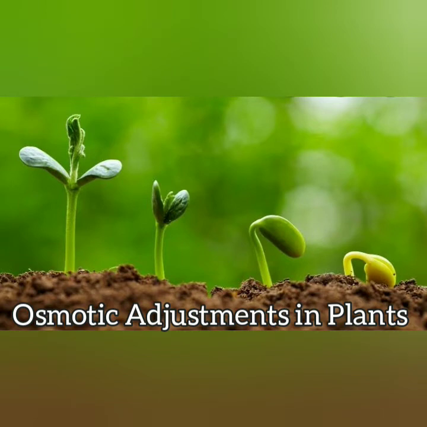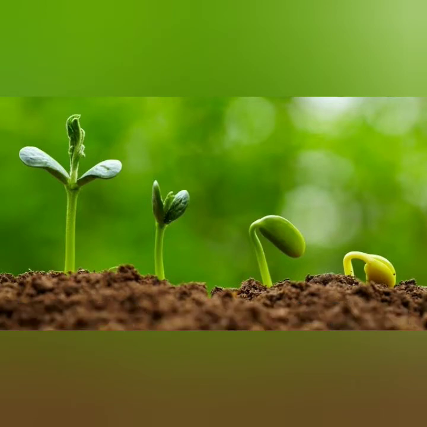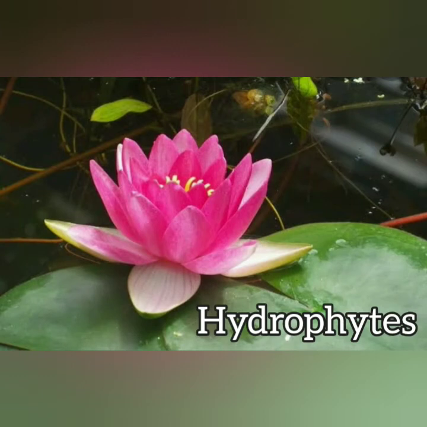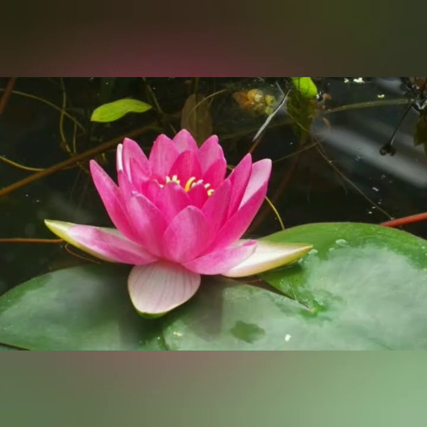On the basis of the available amount of water and salts, plants are divided into three groups: hydrophytes, xerophytes, and halophytes. Hydrophytes are the plants which live completely or partially submerged in fresh water. Such plants do not face the problem of water storage. They have developed mechanisms for the removal of extra water from their cells. Hydrophytes have broad leaves with a large number of stomata on their upper surfaces.